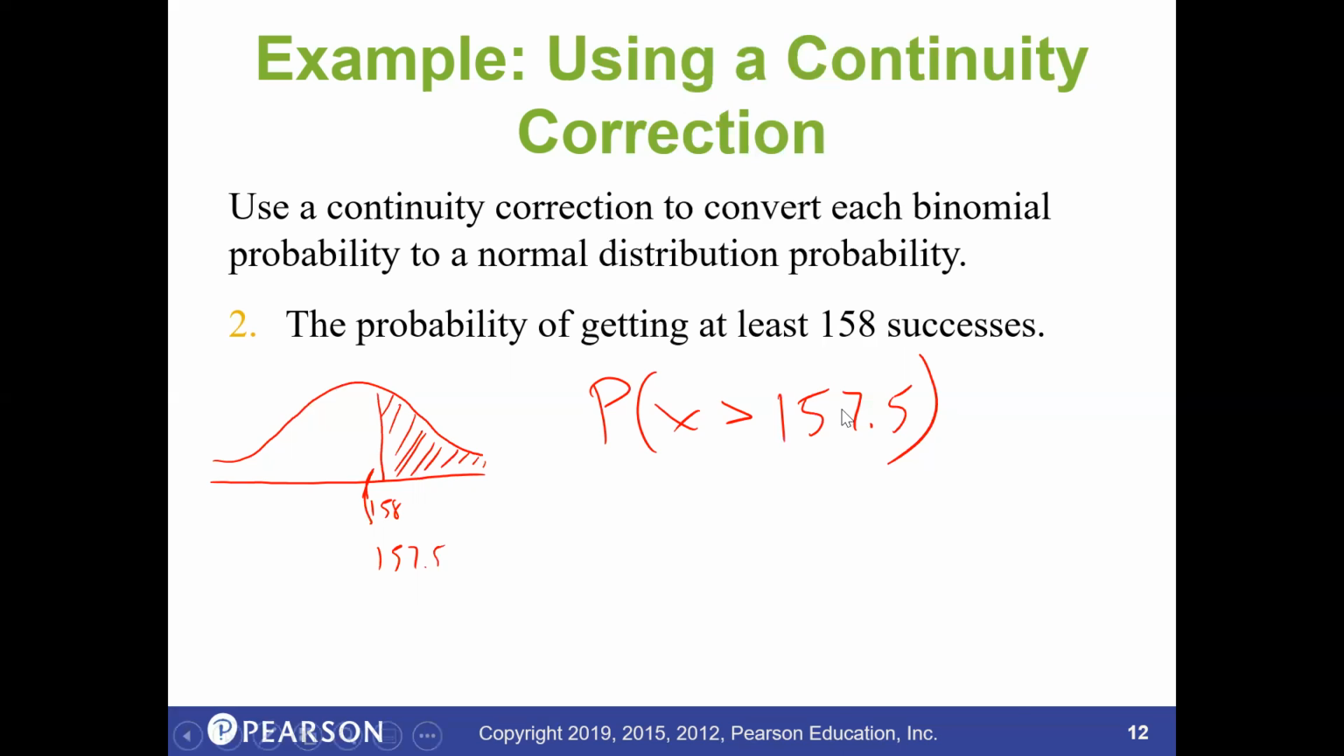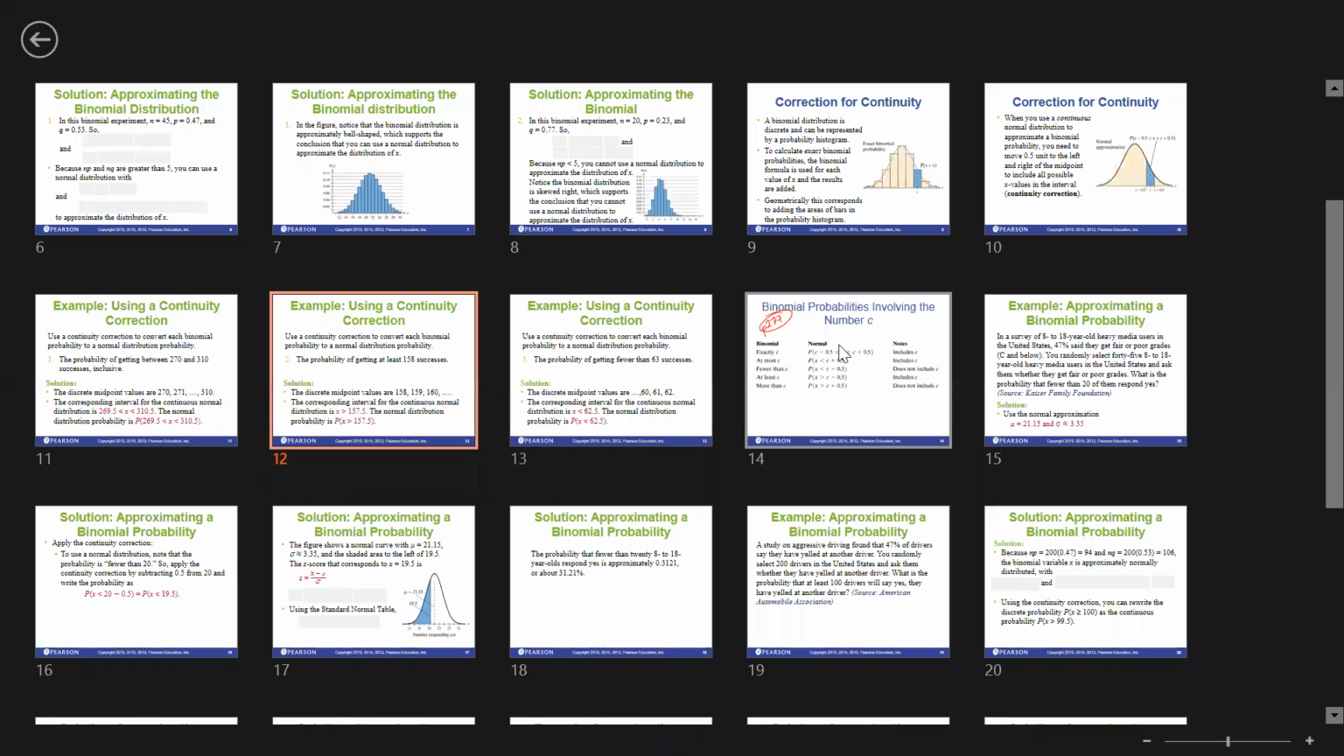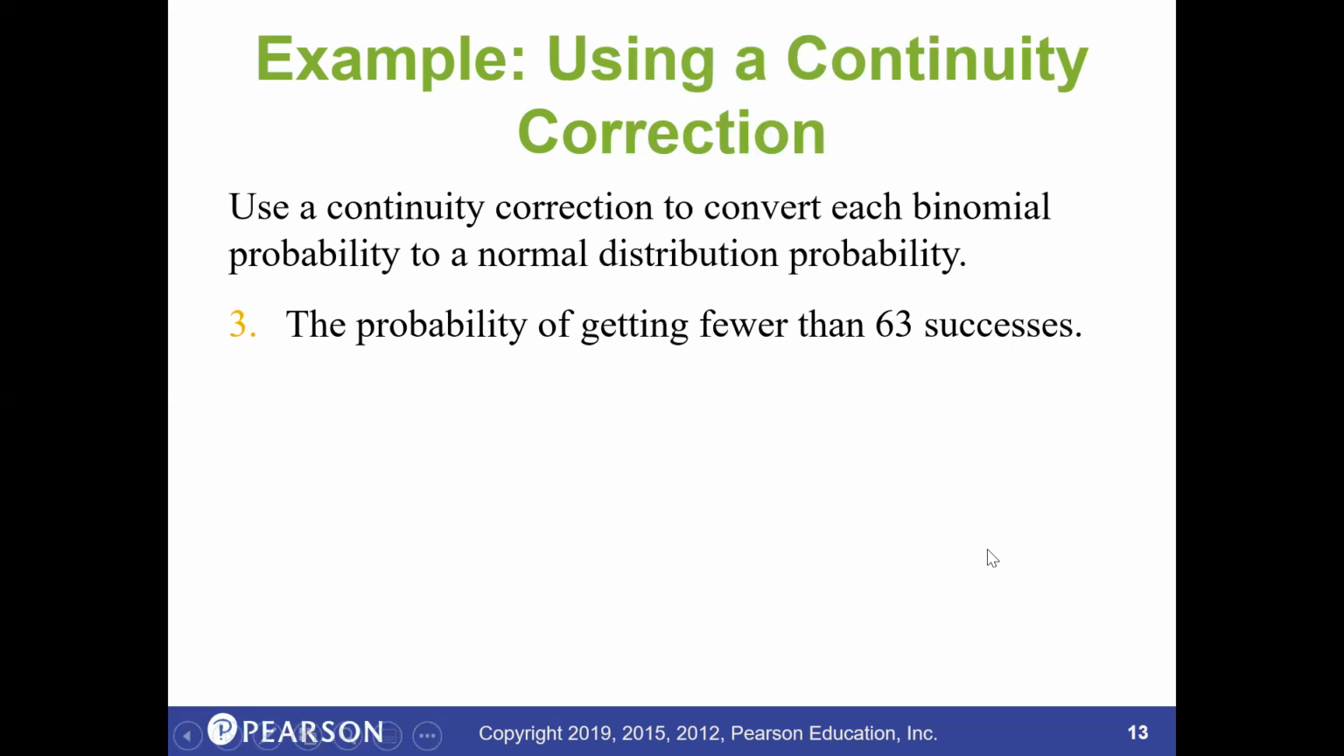Let's take a look at another one here. This will give us a different perspective. Let's see this. The probability of getting fewer than 63 successes. So in probability, we talk about, does it include the midpoint? Does it not include the midpoint? Does it include the value? Does it not include the C value? And so let's go right here and go like this.